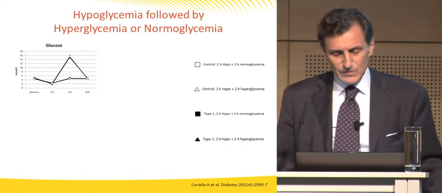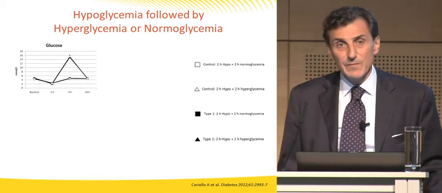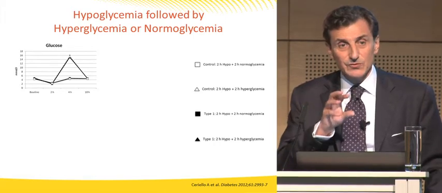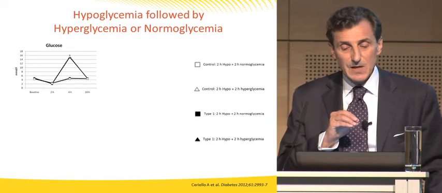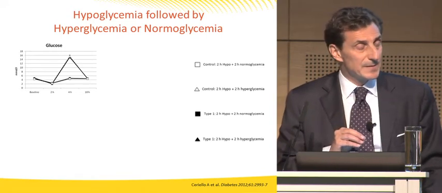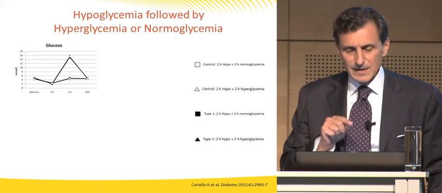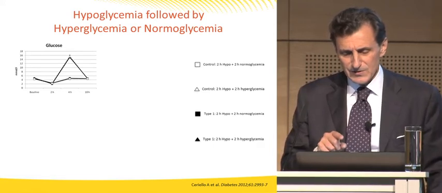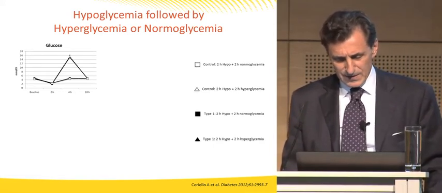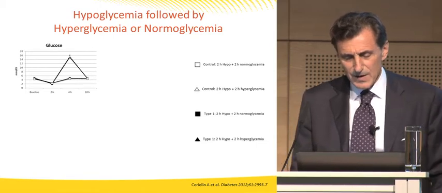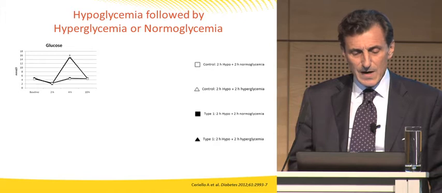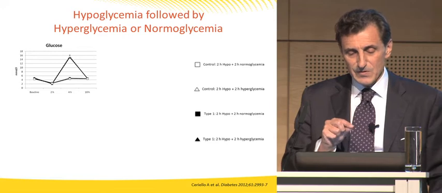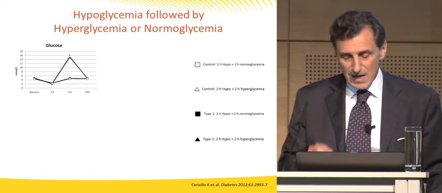I would like to present this paper published in 2012 by Antonio Ceriello, which is focused on a prototype of glucose variability, which is the recovery from a hypoglycemia. In this experimental design, both normal subjects, presented with an open symbol, and type 1 patients, the full symbol, were induced to hypoglycemia, and then there was the recovery from hypoglycemia with normal glycemia or hyperglycemia.